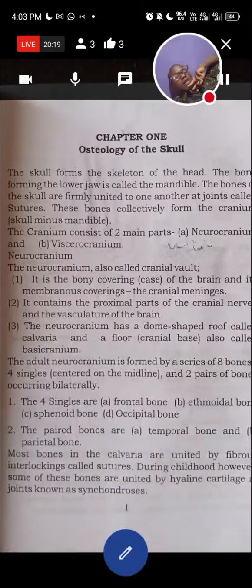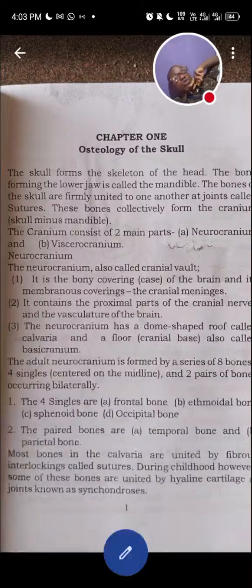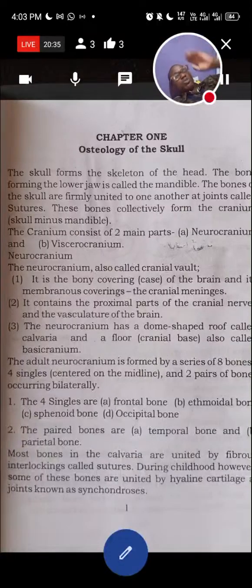Now moving away from there, talk about the bones in the neurocranium. Eight bones. TP fossa. And with that, we've come to the end of this page. If you ask me, I wish we would pause this here. So we move into something else.